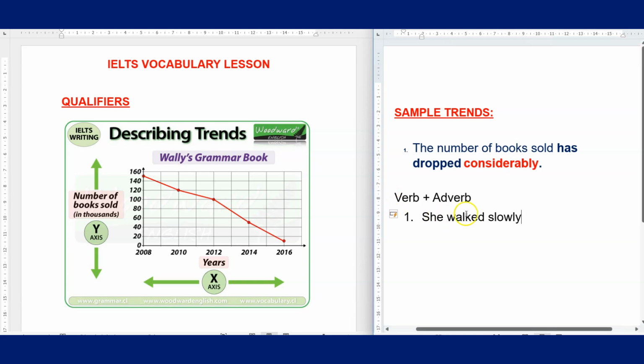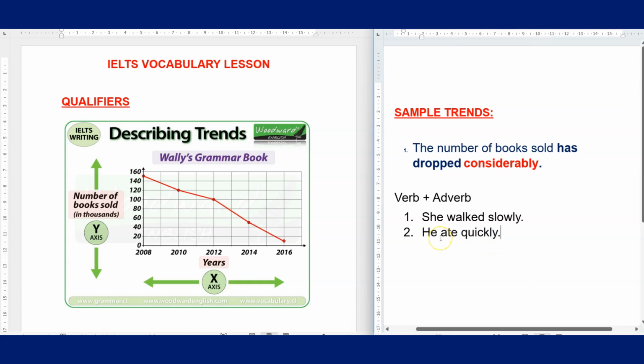So which one is the verb and which one is the adverb? Walk is the verb and slowly is the adverb. Let's look at the second one. He ate quickly. So which one is the verb and which one is the adverb?